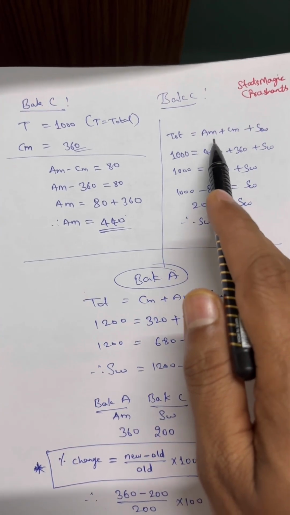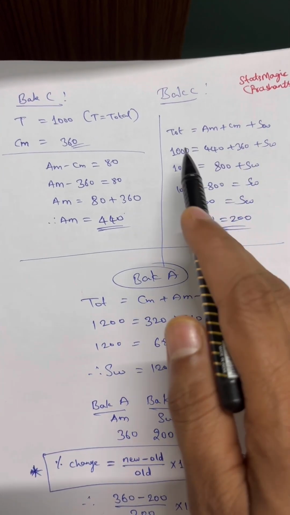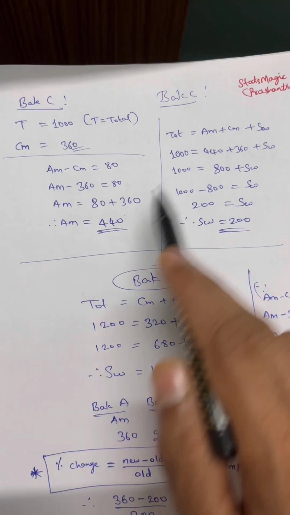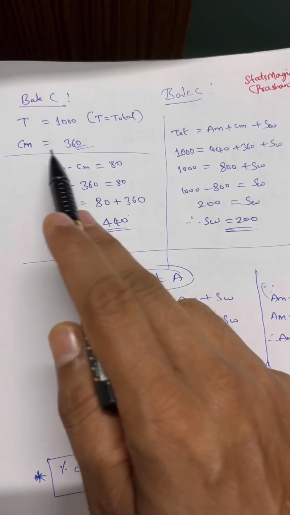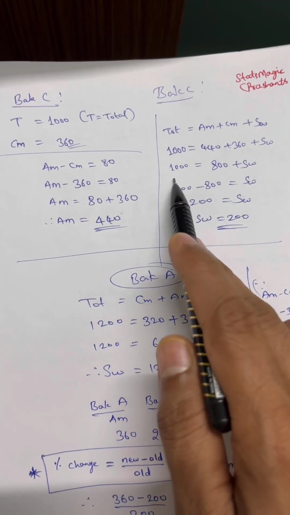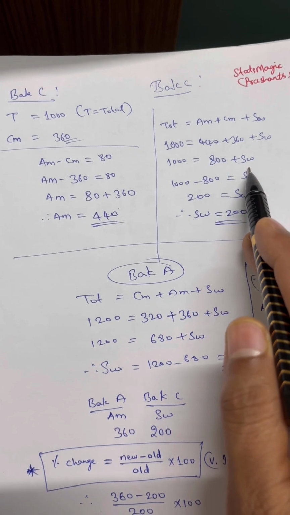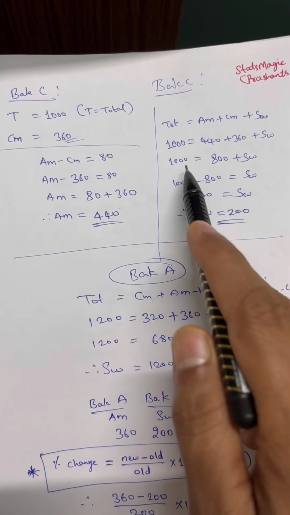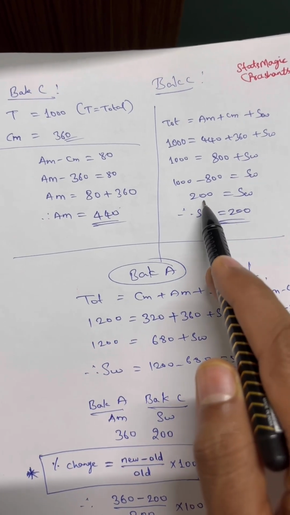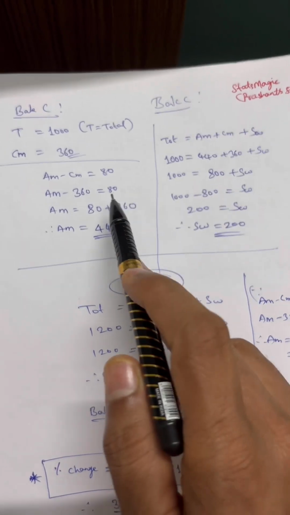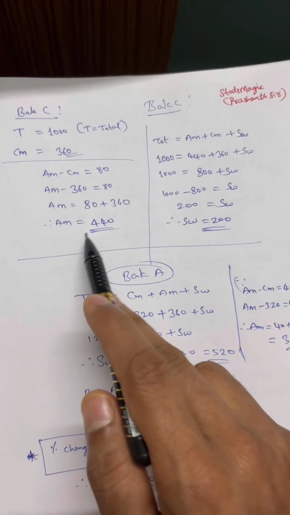Now we know that total equals American plus corn meal plus Swedish hotcakes. So the total is 1000, American is 440 and corn meal is 360. Swedish we have to find out. So 1000 equals 440 plus 360, that is 800, plus Swedish. Now Swedish equals 1000 minus 800, that means 200. So Swedish is 200. So for bakery C we have corn meal, American and Swedish.